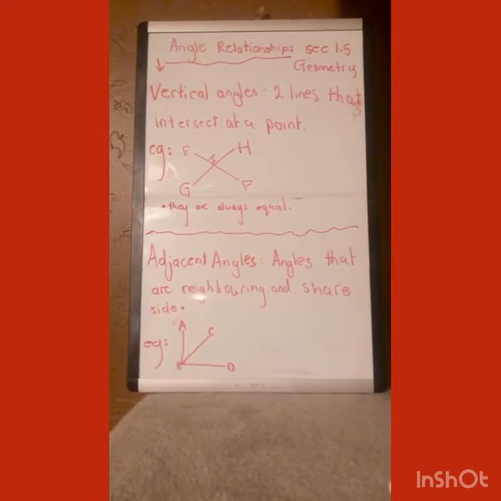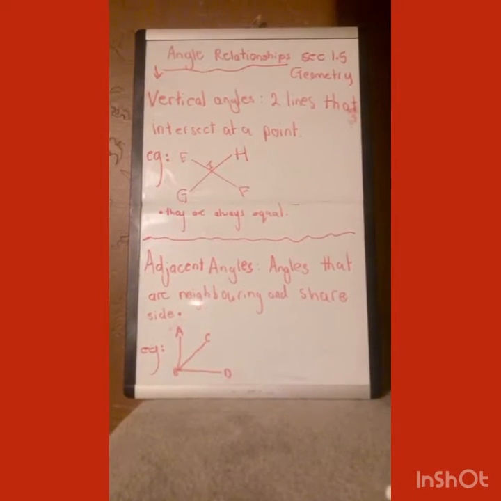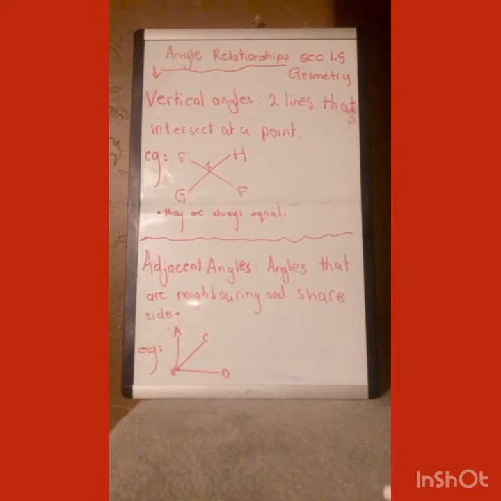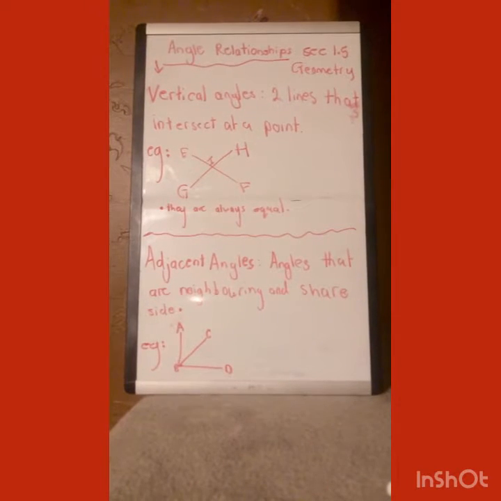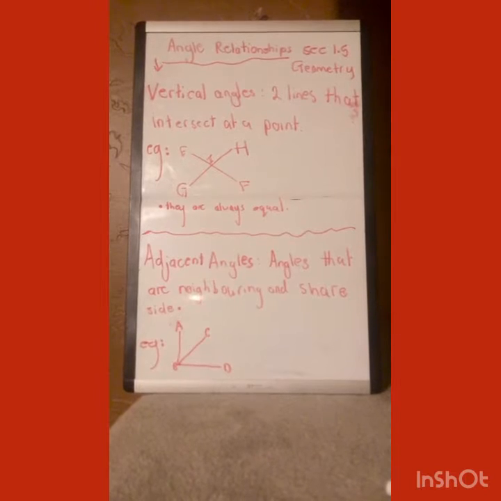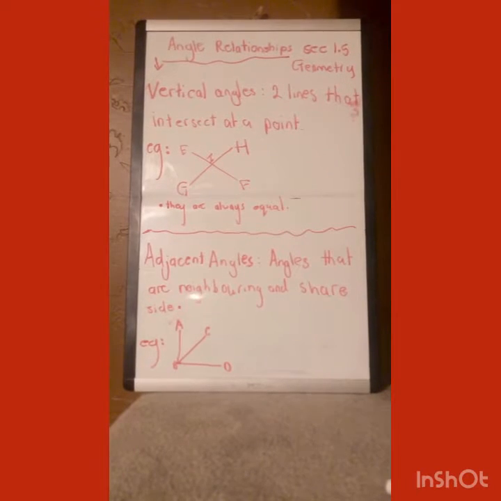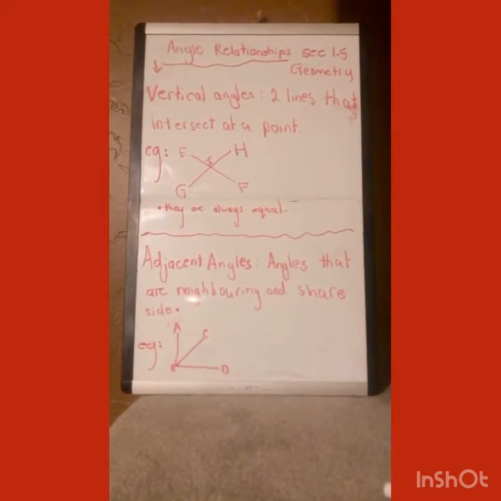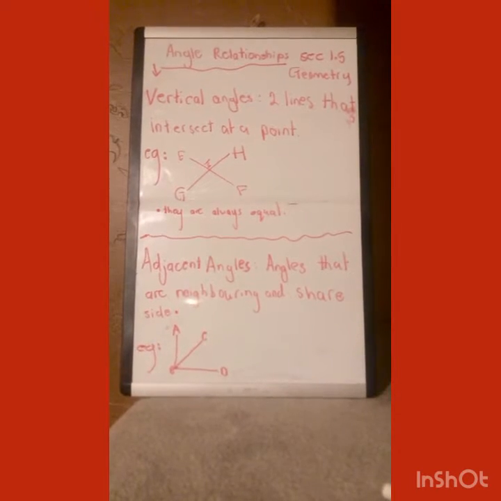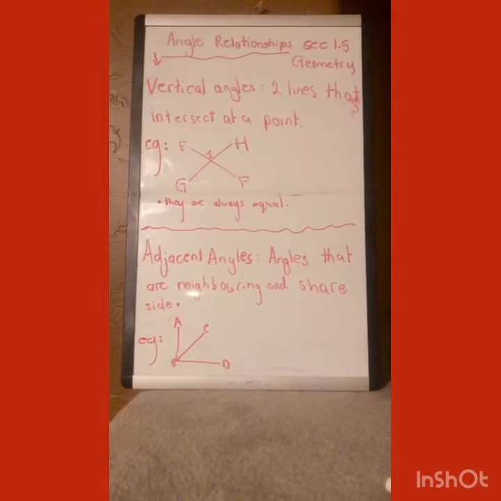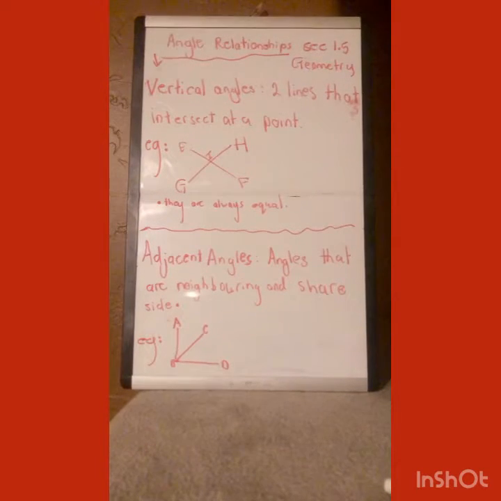Good afternoon. So today we will be discussing section 1.5 of geometry, which is angle relationships. The words that you will see on this board today, you may recognize from previous grades or not, but we will be going over them anyway. So let's begin. Firstly, we have vertical angles.